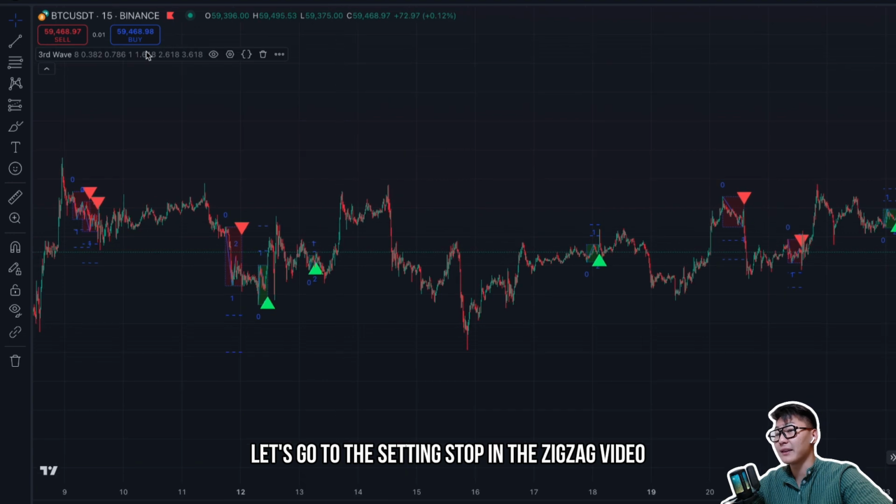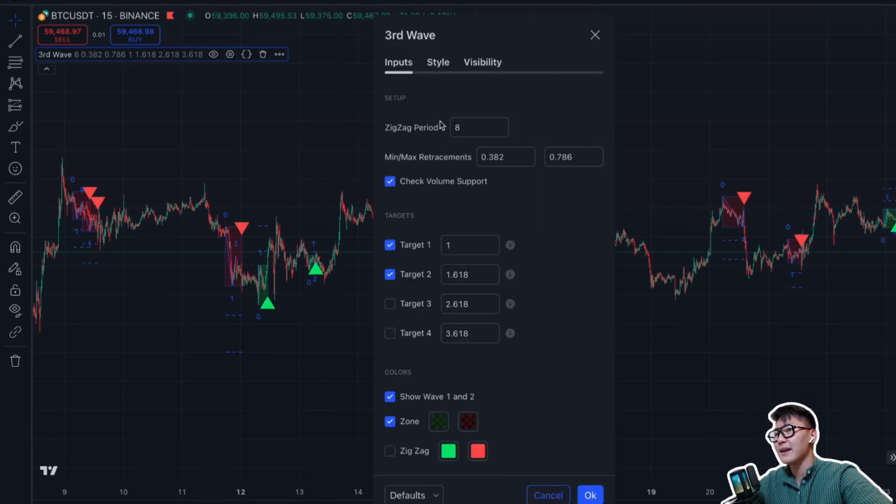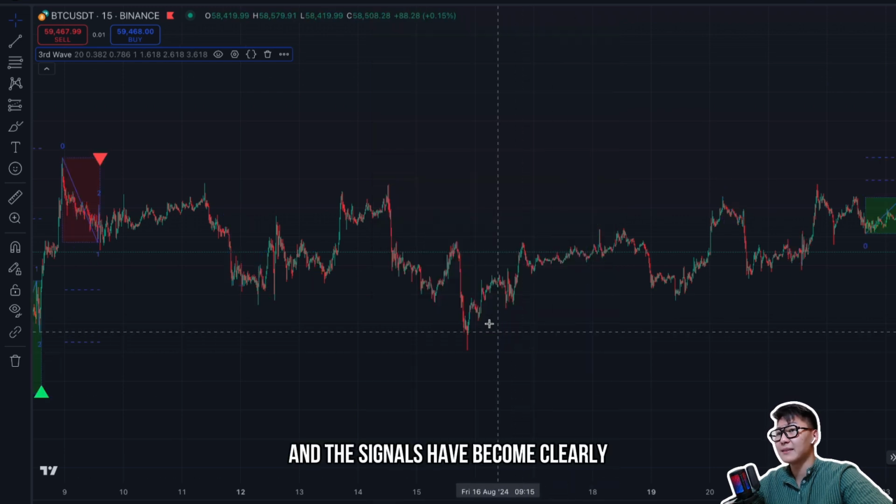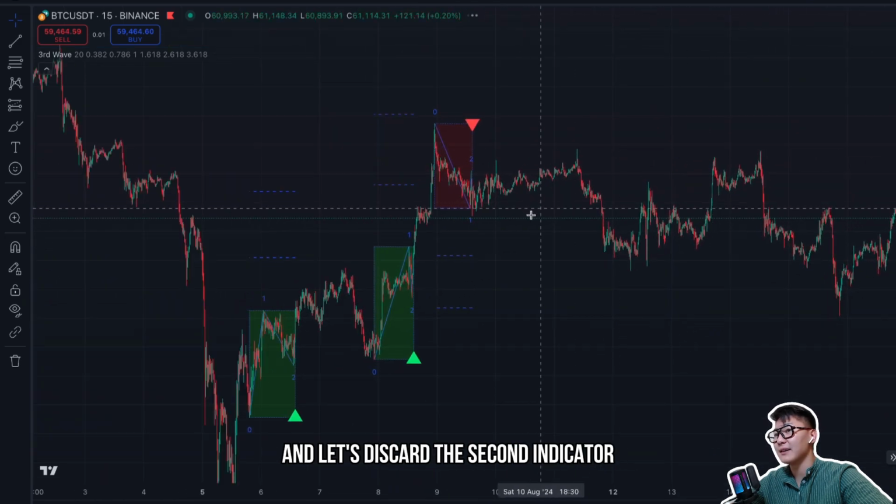And let's go to the settings tab. In the zigzag period we set 20. As you can see, the number of signals has decreased and the signals have become clearer. And let's discard the second indicator.